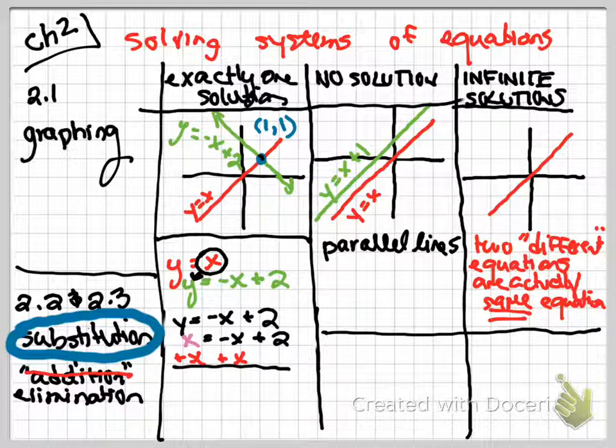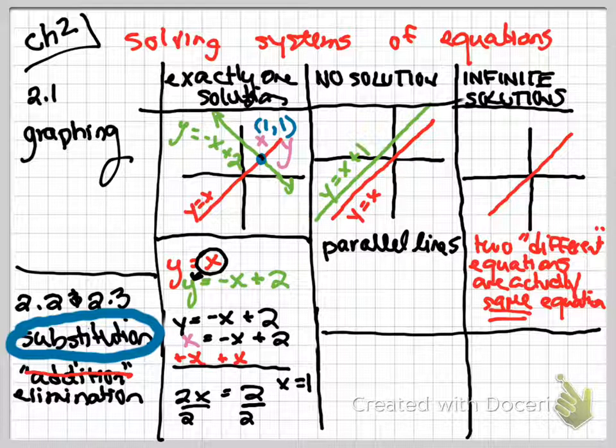So we add x to both sides, and we divide by 2, and we find out that x equals 1, okay? Now, as you can see here, there are actually two solutions. We need to find not just our x value, but we also need to solve for our y value as well, okay?